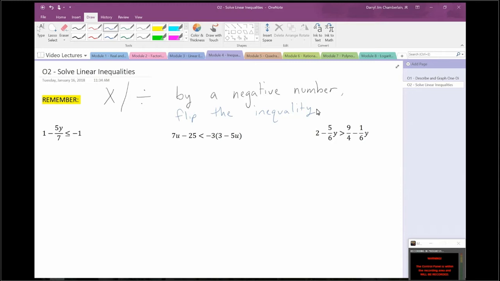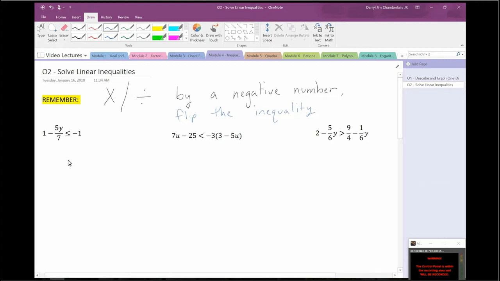Now, if that quick little talk doesn't help, I do have a link in the guided notes for this module that goes into it a little bit more and talks about it with a visual component. But for us, right here, if we just memorize that when we multiply or divide by a negative number, we need to flip the inequality.